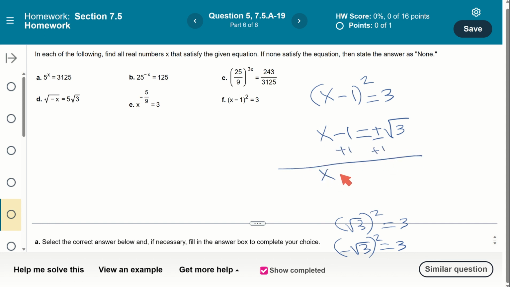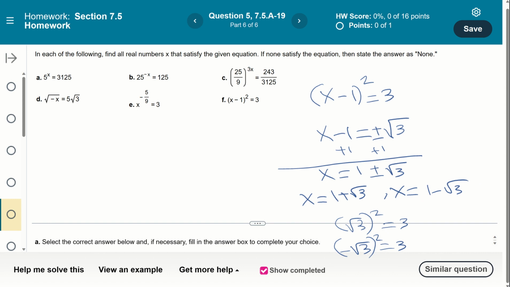I get x equals 1 plus or minus square root of 3. That's actually two solutions. One of them is x equals 1 plus radical 3. The other one is, notice radical 3 and square root of 3 are the same thing, x equals 1 minus square root of 3, like that.